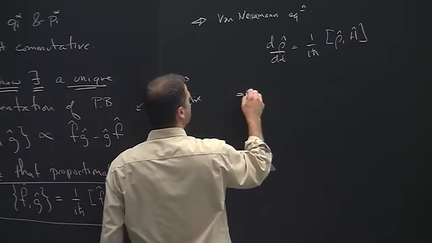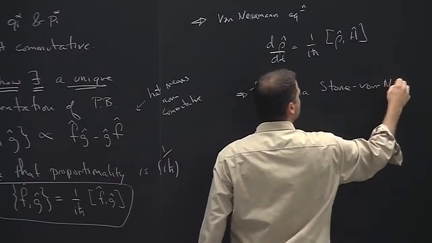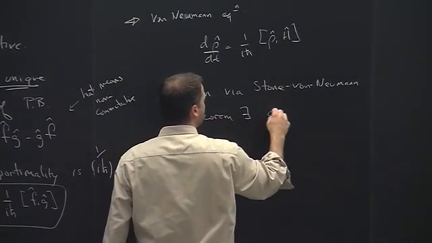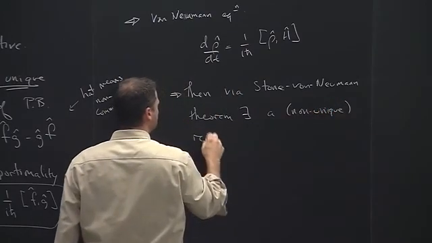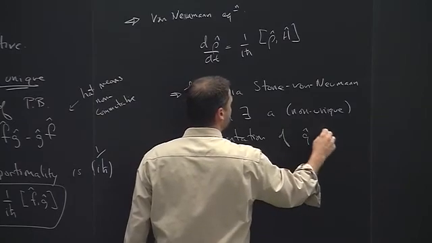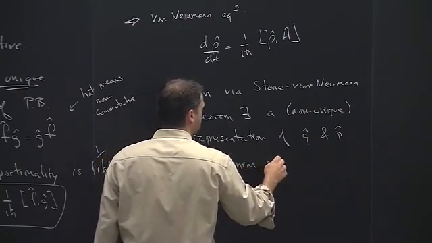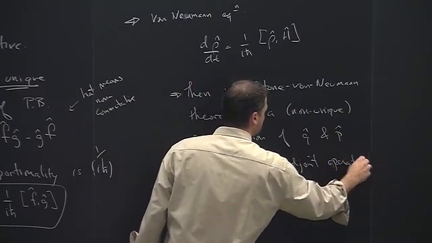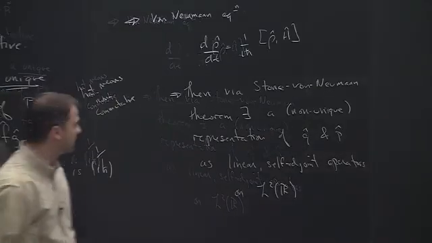And then later on, via the Stone-von Neumann theorem, there exists a non-unique representation of Q hat and P hat as linear self-adjoint operators on L2R. Okay, so that's how we get quantum mechanics.